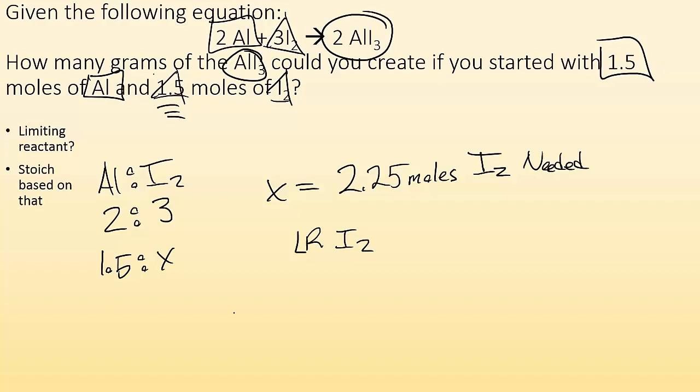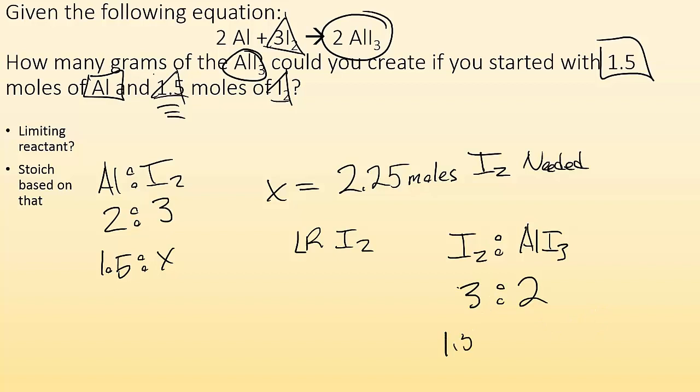So now I got to look at, all right, well, ignore the aluminum. I'm just looking at I2. So I2 to the AlI3 ratio is a 3 to 2 ratio. So now I go, all right, well, how much I2 do I have?